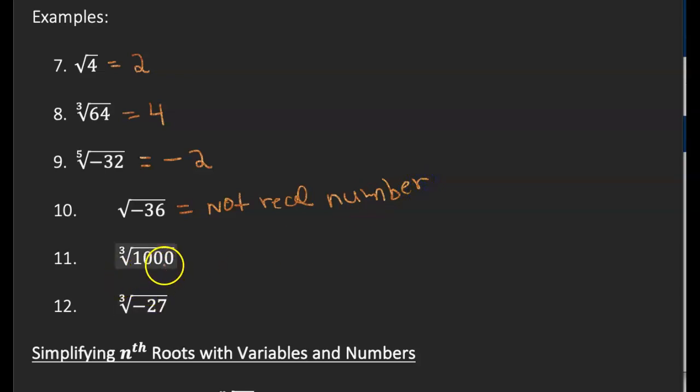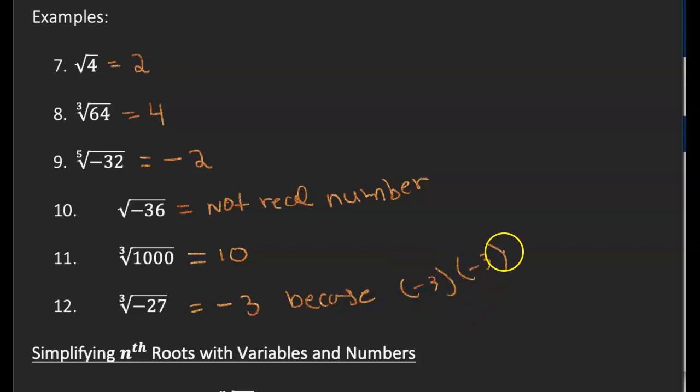Then we go to number 11. One number multiplied times itself 3 times will give you 1000. That will be 10. And then one number multiplied times itself 3 times will give you negative 27. That will be negative 3. And this is because negative 3 times negative 3 times negative 3. The first two negatives give you a positive 9, and then times the last one gives you negative 27.